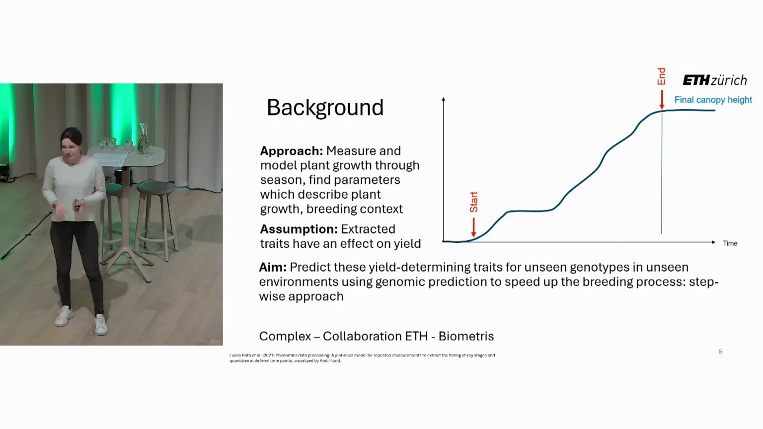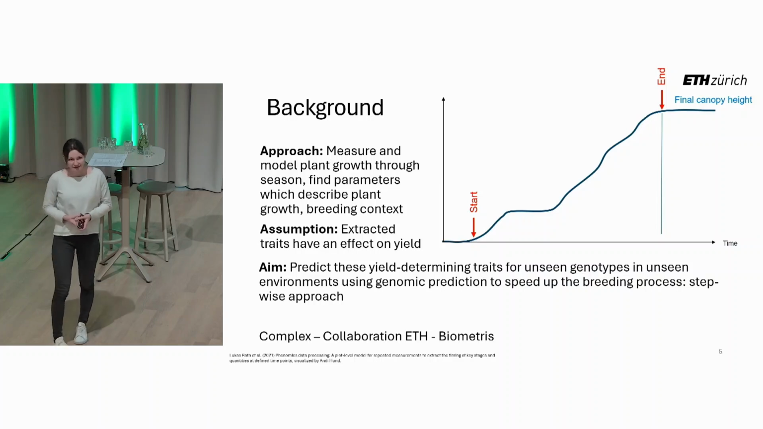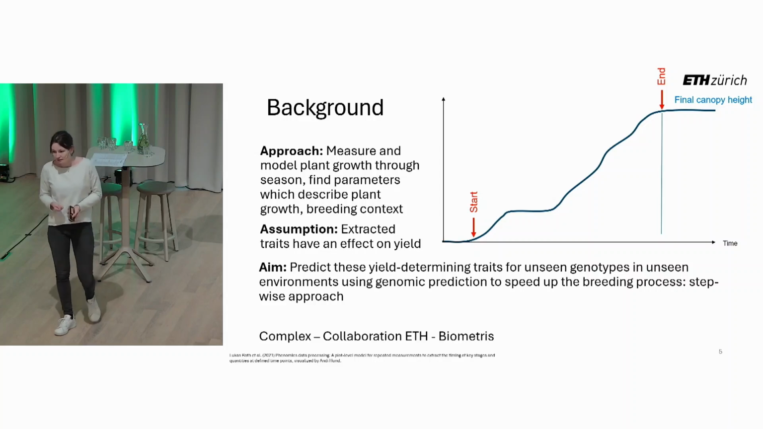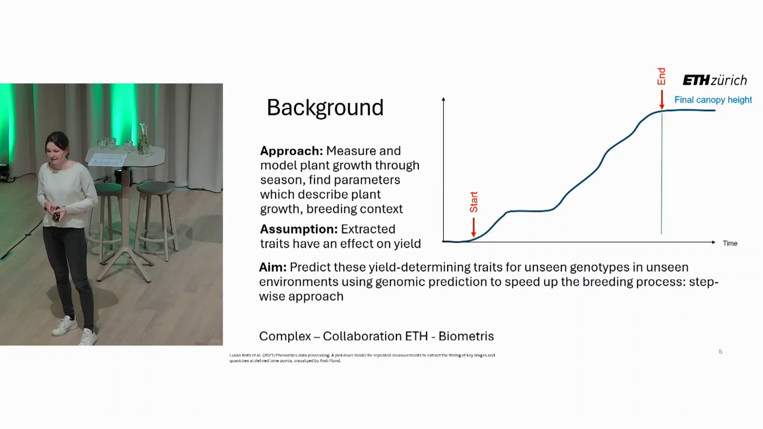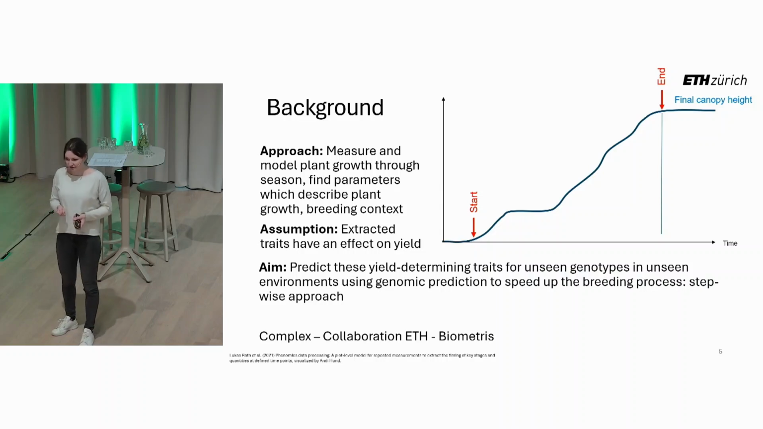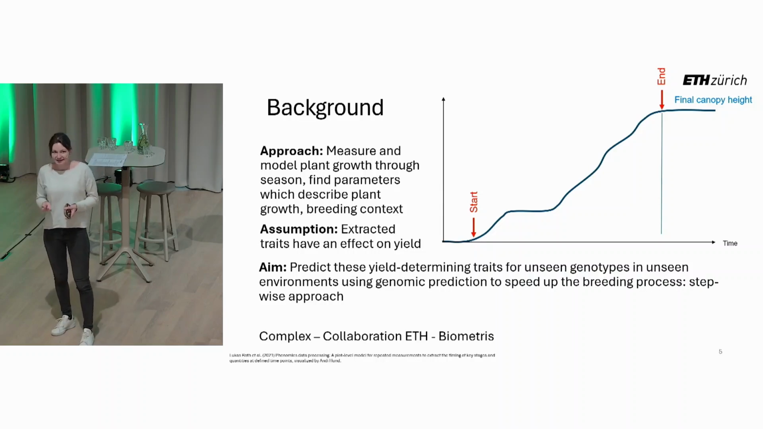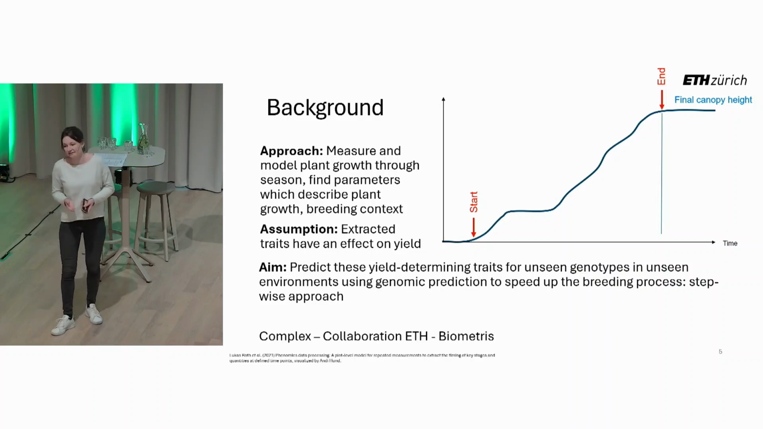So what is our approach? Our approach is that we measure the plant height throughout the whole season, as you can see here in the blue line. Then we model the crop growth throughout the season, and we want to extract traits which describe the plant growth, and which should, in the best case, be relevant in the breeding context. We assume that these extracted traits also have an effect on yield.